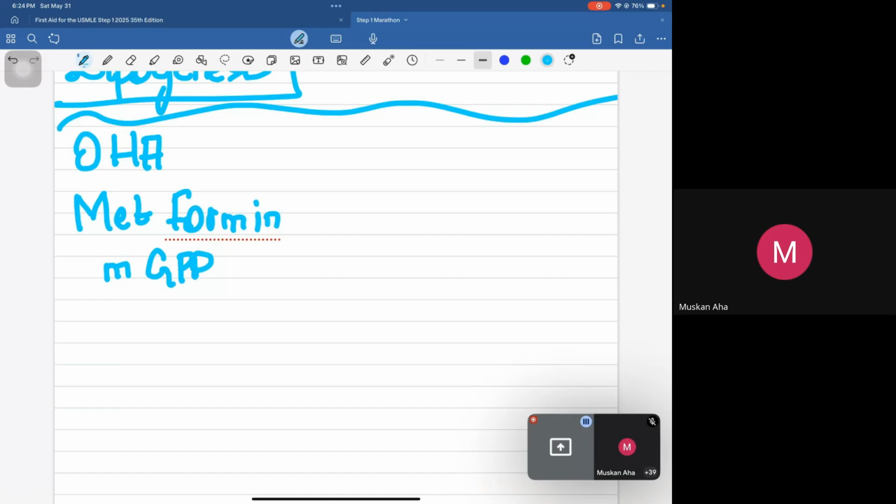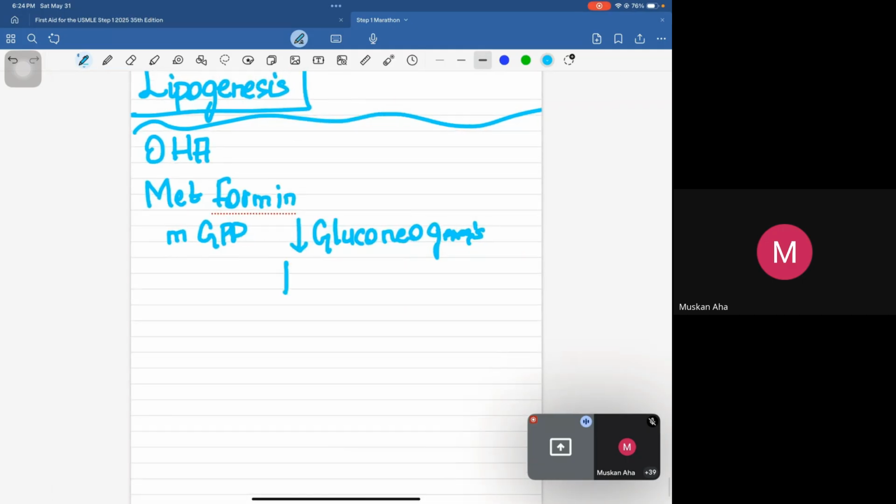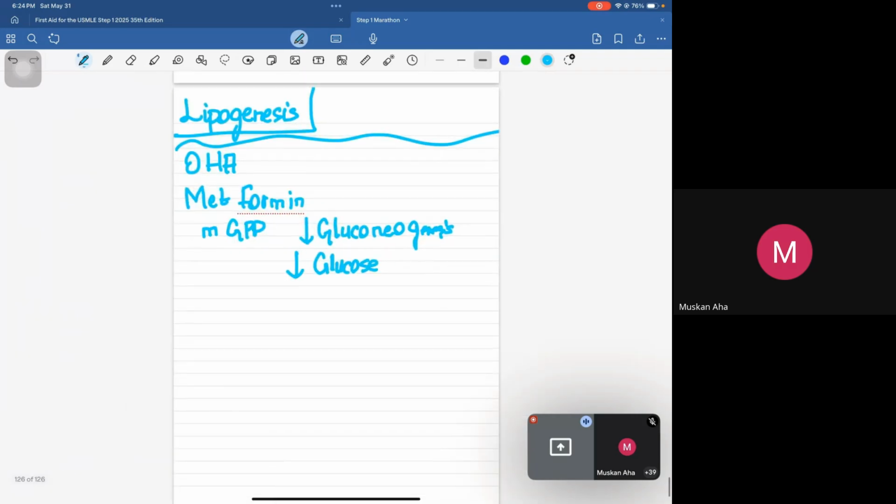What is this going to do? This is going to do two things, right? First of all, it's going to reduce gluconeogenesis, so no more glucose is going to form in the body. That is the first thing. The second thing is that it's going to decrease the absorption of glucose from the body as well. As a result, it's going to increase peripheral insulin sensitivity as well, right?